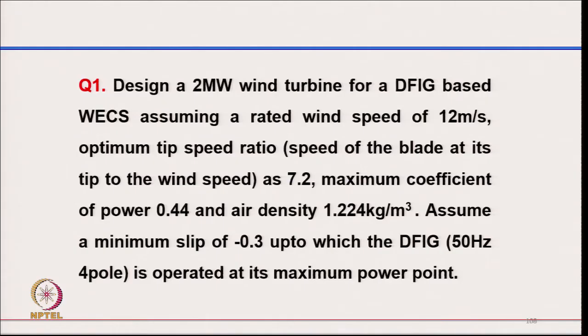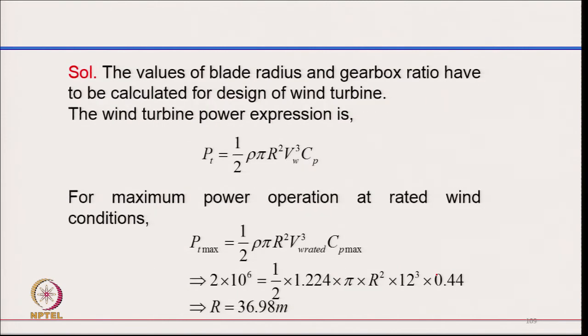Coming to the first problem: design a 2 megawatt wind turbine for a doubly fed induction generator based wind energy conversion system, considering a rated wind speed of 12 meter per second, with an optimum tip speed ratio of 7.2 and a maximum coefficient of power of 0.44, and an air density of 1.224 kg per meter cube. Assume a minimum slip of minus 0.3% up to which the DFIG, 50 Hz 4 pole, is operated at maximum power point. The value of the blade radius and gearbox have to be calculated for the design turbine.